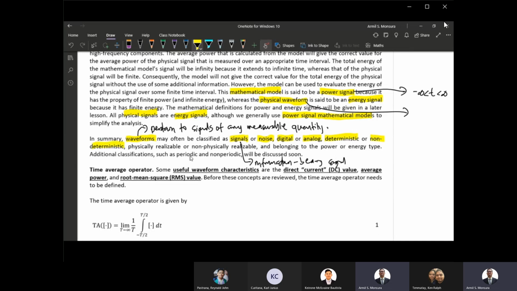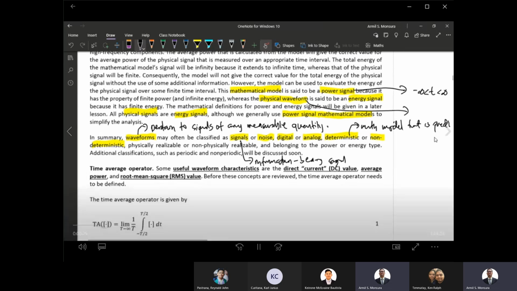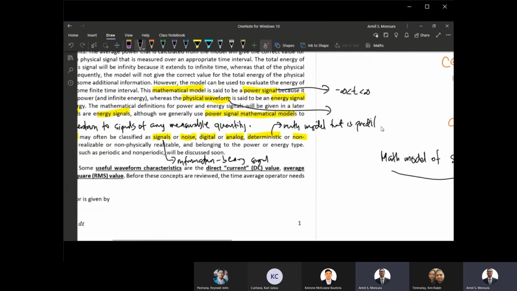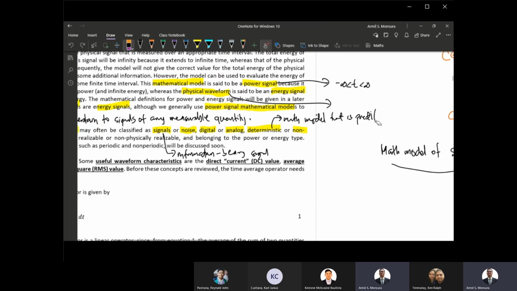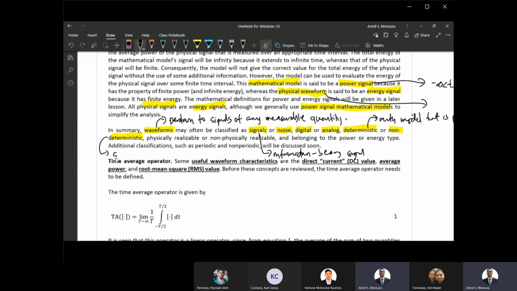So which means pag sinabi niyo deterministic, ito yung may mathematical model that is predictive, or that allows us to predict. Okay. Pag non-deterministic naman, if your signal is non-deterministic, it means the signal is described statistically.